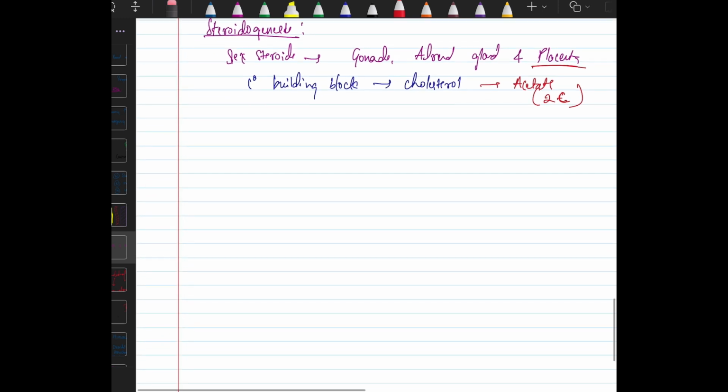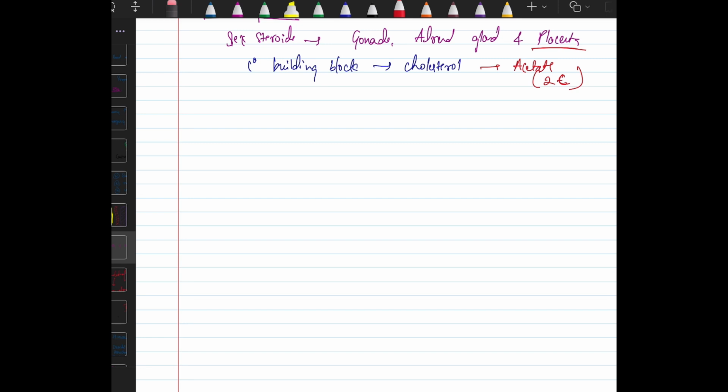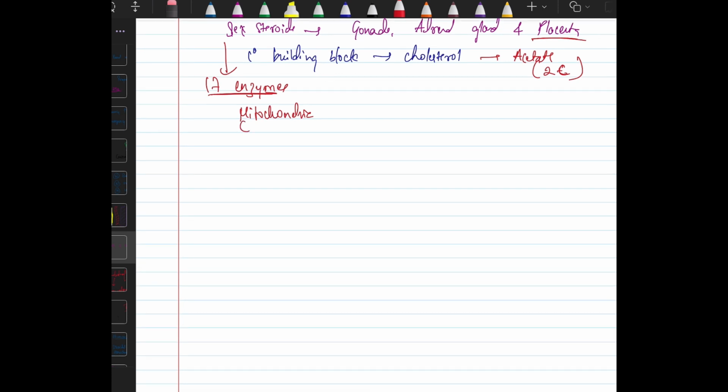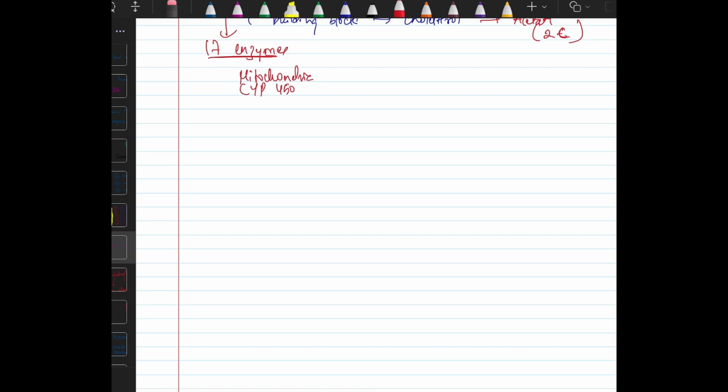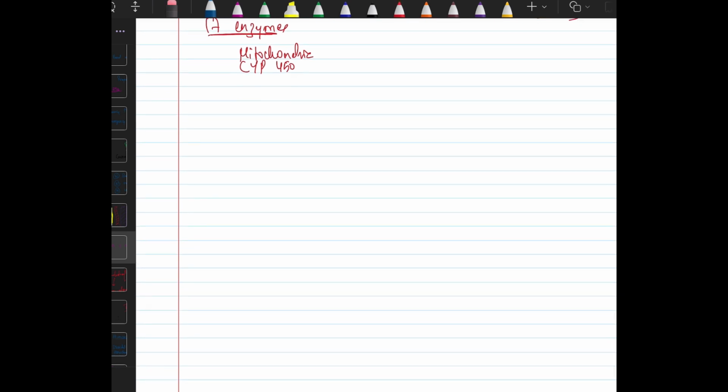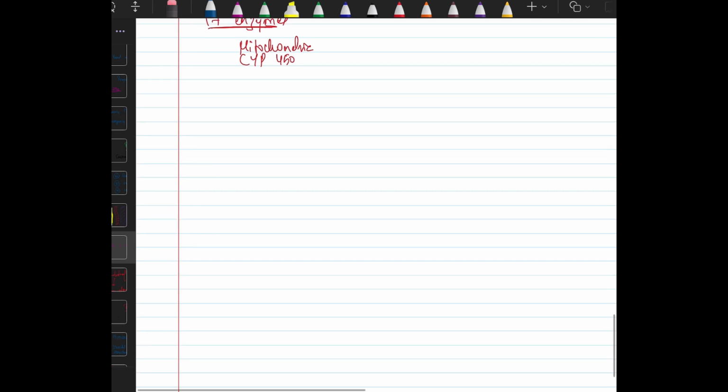Okay, so this steroid hormone synthesis involves at least 7 enzymes, and this synthesis occurs mainly in the mitochondria of the cell. Okay, and they use mostly your cytochrome P450 enzymes. So they have various reactions. So in short, I'm going to teach you the process of sex steroid synthesis.